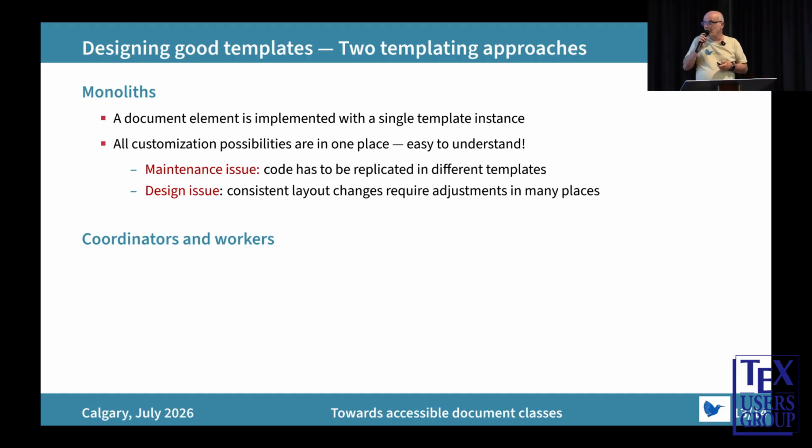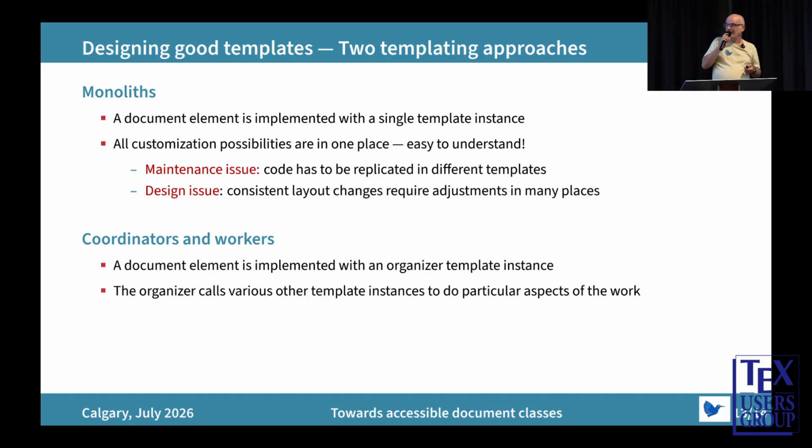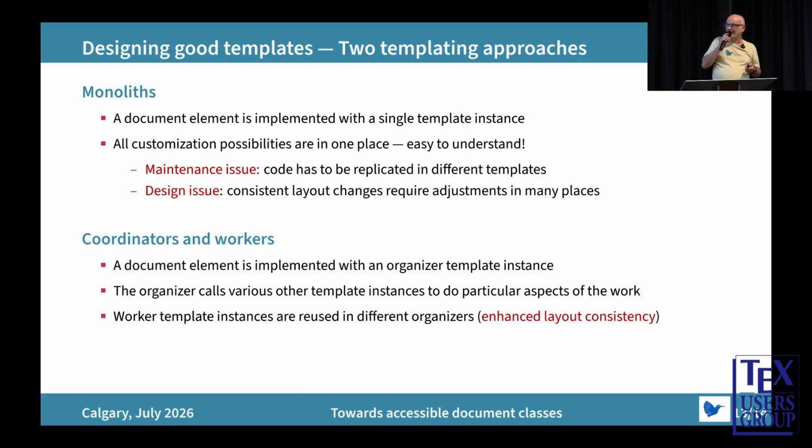The other is coordinators and workers. You have a template which organizes the stuff, and it calls other instances, and they do the work. So it gives you much more enhanced layout consistency, for example, all the block environments have the same vertical spacing, the typical way of LaTeX. I mean, quote and lists, and they all have the same vertical spacing. So if this is separated out, then you only have to change one instance to make the changes bigger and smaller and not on 20 environments. So that's the way LaTeX currently does it as well with list I and list II.